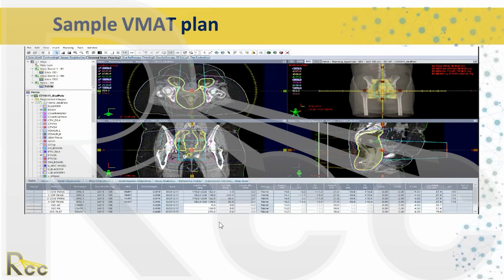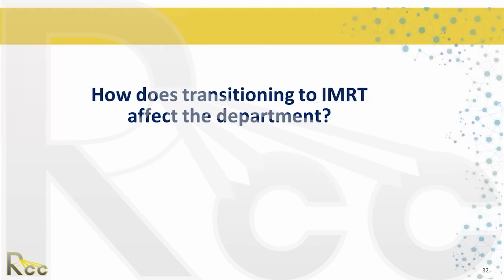The only thing that probably you won't see in IMRT is a wedge, because you have MLCs moving. You could see that this is a VMAT plan, so your MLCs should be moving all the time. Sometimes they do a conformal arc, and that would not be considered IMRT, where your MLCs don't move. So anytime VMAT is there, your MLCs should be moving and changing the beam. Okay, so how does transitioning to IMRT affect the department?